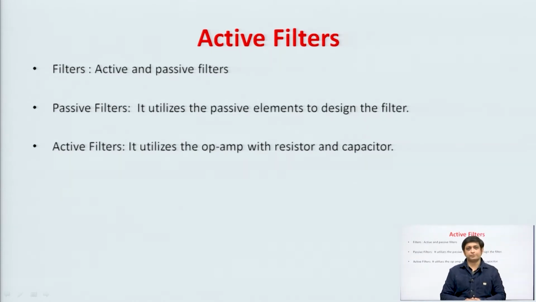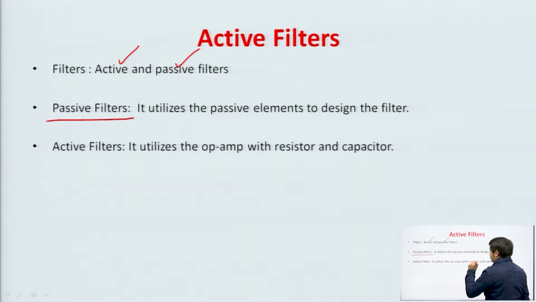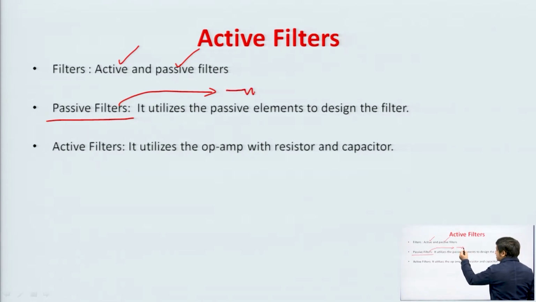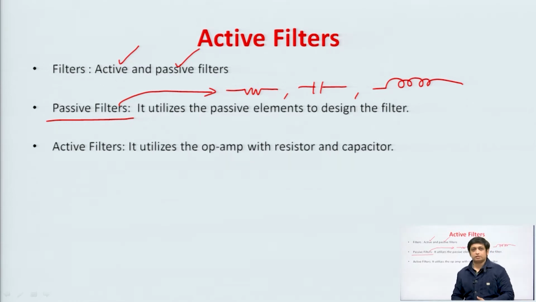So, there are two main types of filters, one is active filter, another one is passive filter. Passive filters are those filters which utilize passive elements. For example, in passive filters we use three components: resistor, capacitor and inductor. If we design any filter with the help of resistor, capacitor and inductors, such filters are called passive filters because R, L, C all are passive elements.